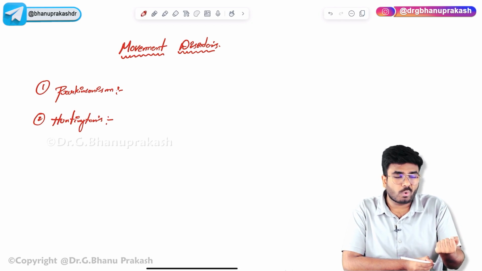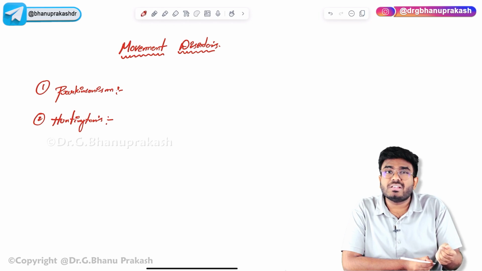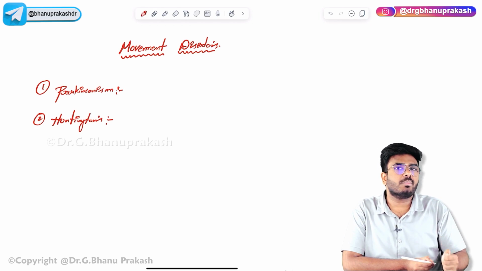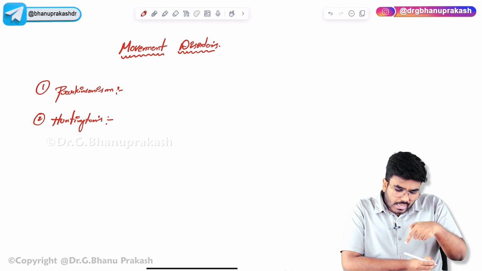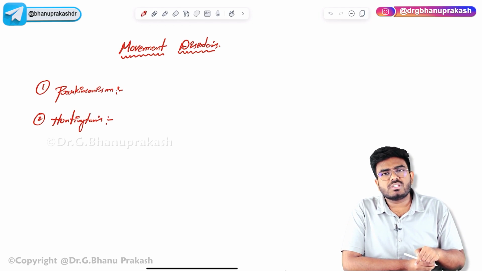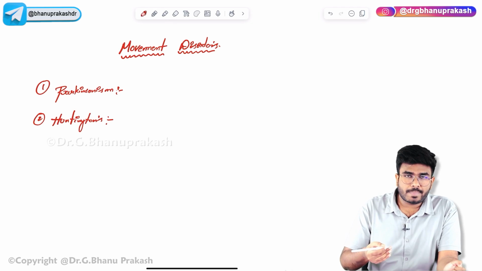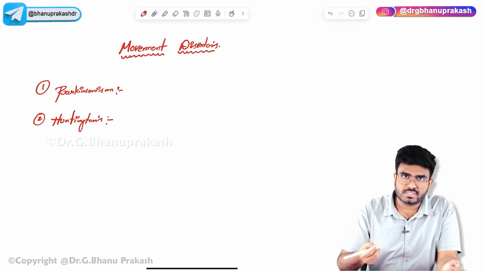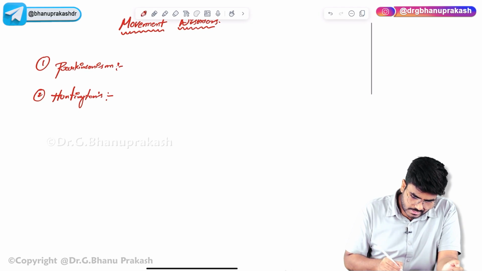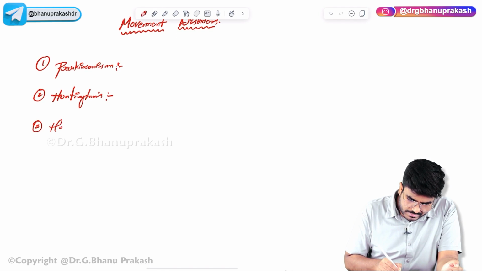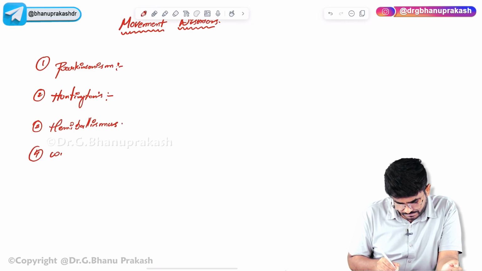So the patient is going to have cogwheel rigidity, pill rolling tremors, and resting tremors are going to be seen. So as it's a movement disorder, we will be discussing Parkinsonism under this topic. Huntington's, you already know there will be Huntington's chorea, involuntary movements are going to be seen. So Huntington's followed by hemiballismus, Wilson's disease.